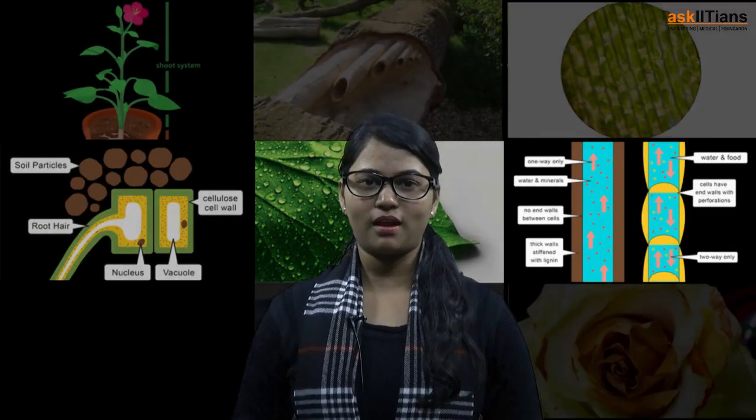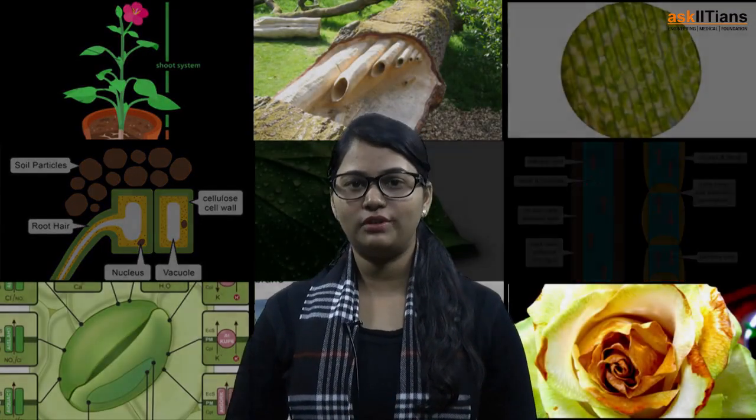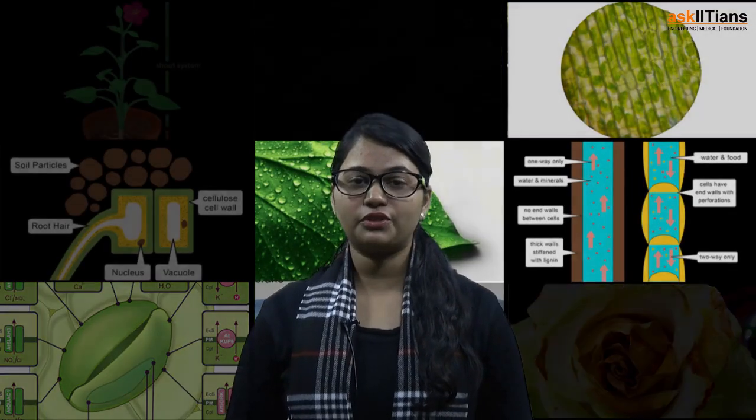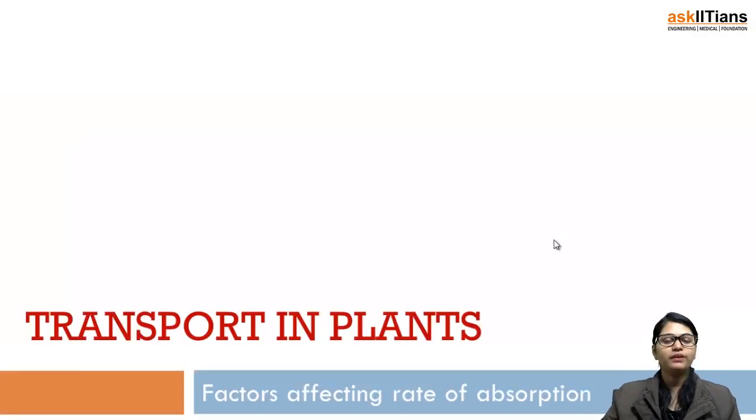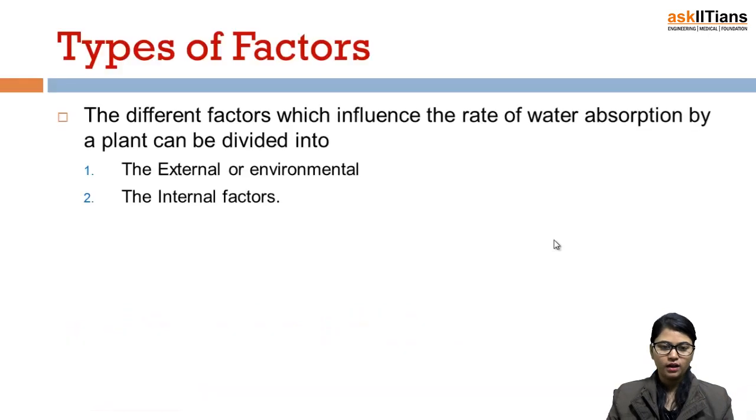Students, this is the 10th part of the chapter Transport in Plants. By far we have learnt about the path of water absorption and the mechanism of water absorption. Now we will understand the factors that affect the rate of absorption. There are two types of factors: external factors and internal factors.